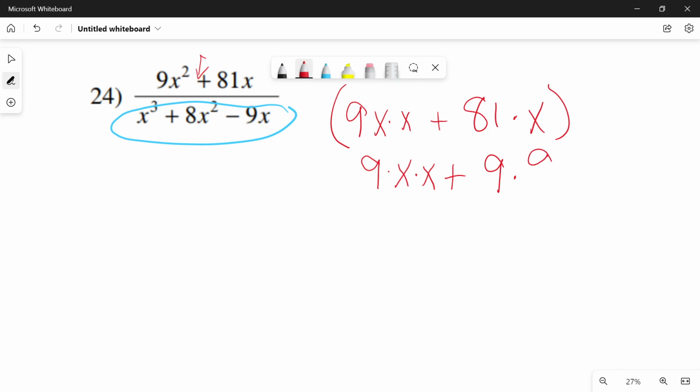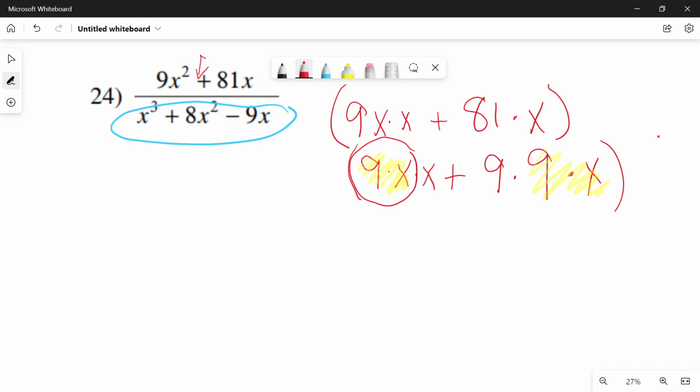9 times x. So I see this 81 is 9 times 9. Now, this is all inside. This is all one big group of sets of numbers. And what I'm going to do is recognize I have a 9x here in the first part and a 9x here in the second part. And so what I can do is this is like factoring. I'm finding a common factor.